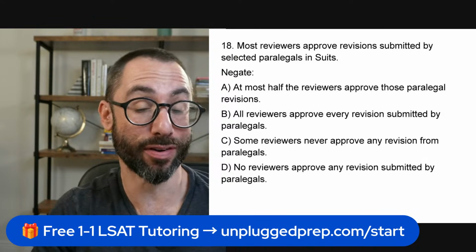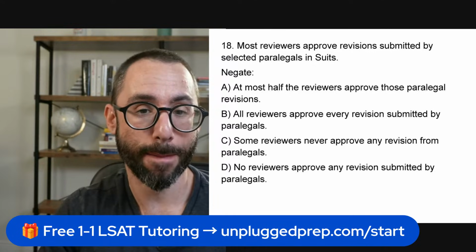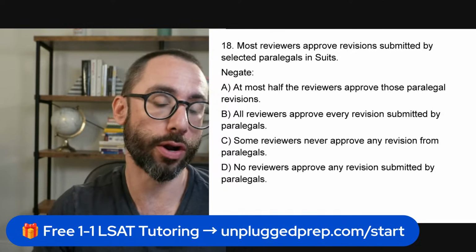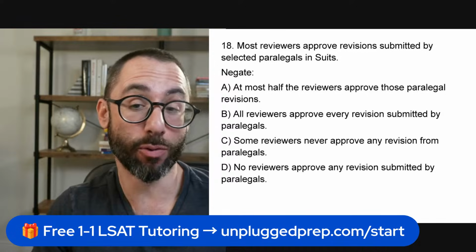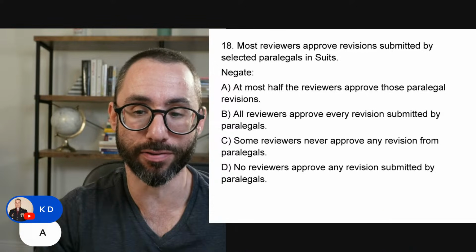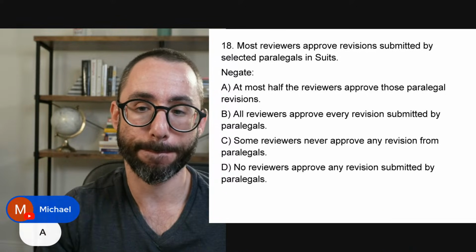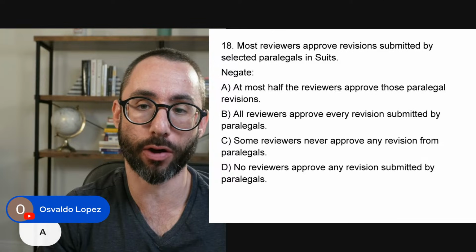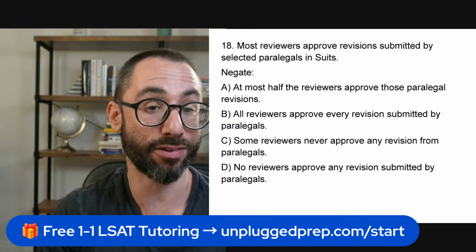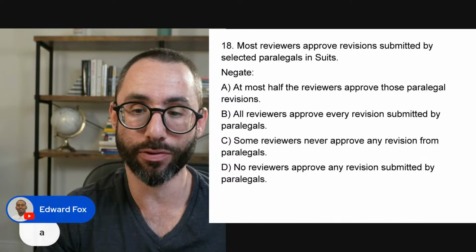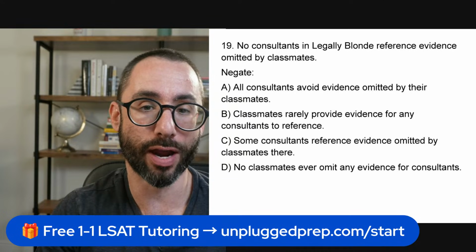Y'all got it. The choice is in fact A, at most half, meaning not a majority. Half is the max because anything above that would be a majority or more than half. So KD says A, Anne says A, Michael, Passion, Autumn, Luke, Osvaldo, Zuli all saying A. A is in fact correct. Well done. Edward says A. Nice. On to number 19.